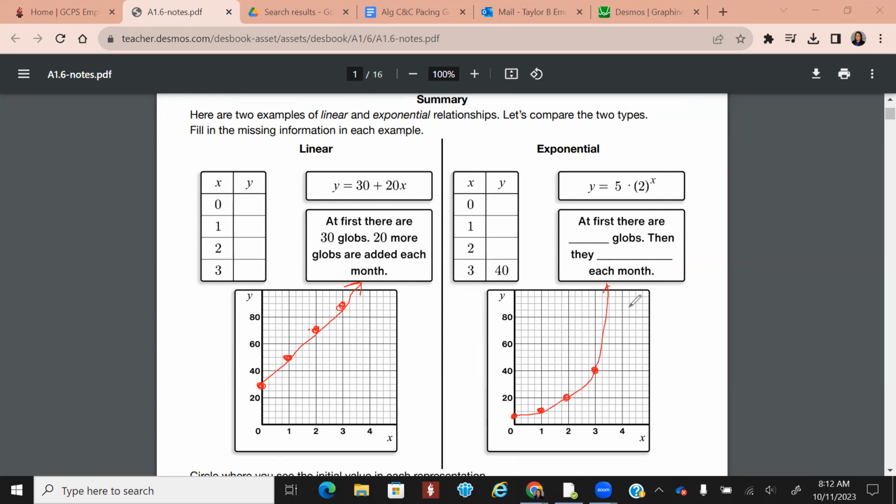Okay, so this is what these 2 graphs are going to look like. Where's my initial amount? Where's our initial amount? On that y-axis, right? Our initial amount is the y-intercept.